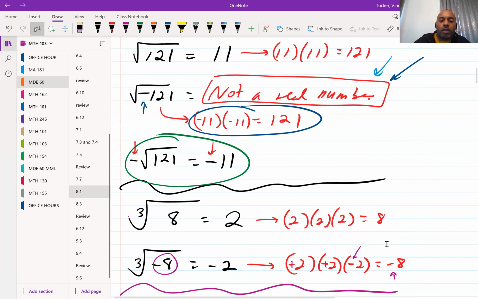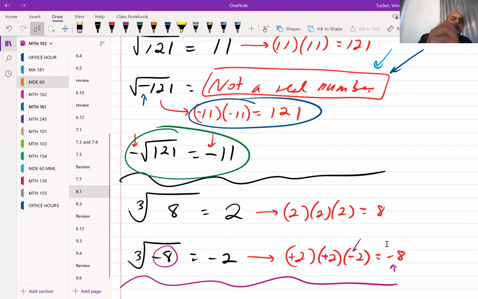All right. Next one, we're looking at cube root. So if you have the cube root of 8, that's going to be 2, because 2 times 2 times 2 is 8. Now notice here we have the cube root of negative 8. Before we had the square root. So remember, different roots call for different applications. Before, when we were looking at a square root, you cannot multiply a number times itself twice to give you a negative number. That's why it was not a real number.